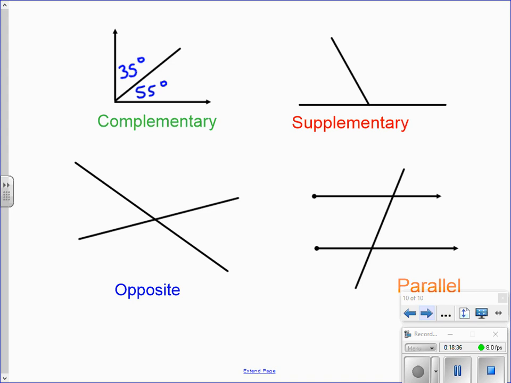Supplementary angles add to 180 degrees. Again, if you know one of them, you'll be able to find the other. Let's say that this one is 120. How could you find the one beside it? Anybody? Bueller? Yes, 60 degrees.